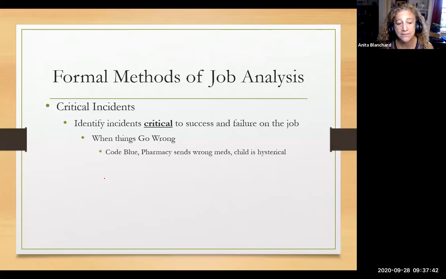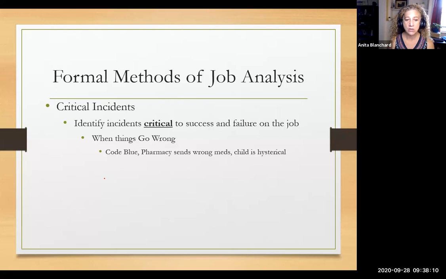So for an example of a nurse, if there's a code blue, that means someone is dying on the pediatric ward. My daughter spent a lot of time in the hospital, and so I've been there as a mom and also as an IO psychologist, looking around going, okay, what's good, what's bad? She never had a code blue, but all of these things have happened. The pharmacy sends the wrong medicine, or a child is hysterical. So those are critical incidents of when things go wrong.